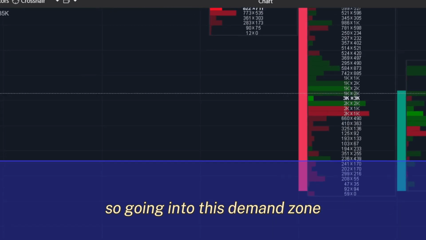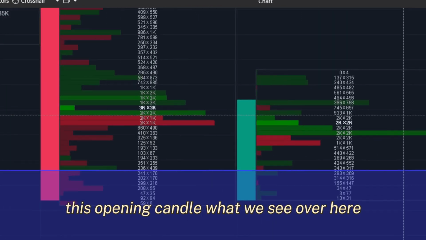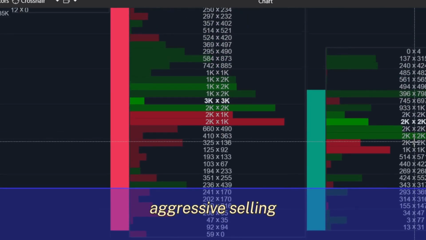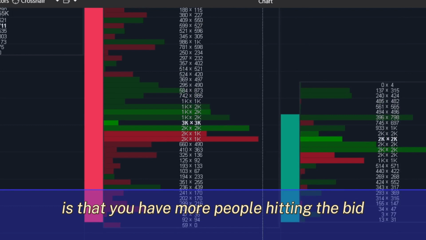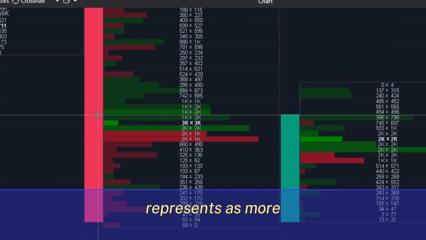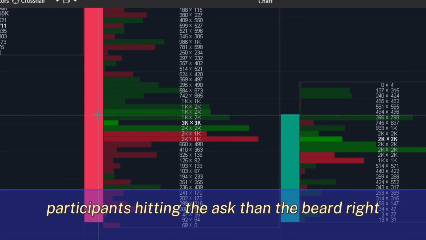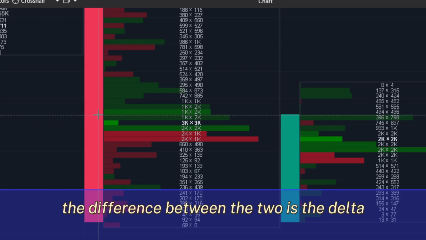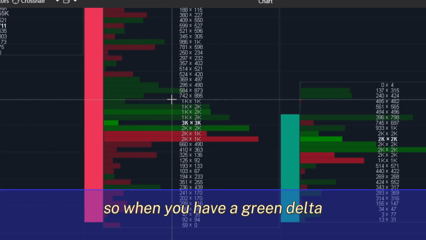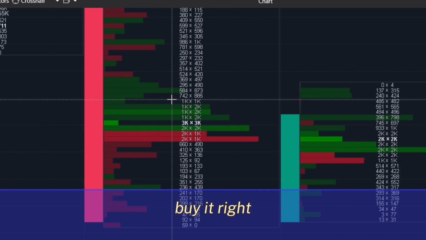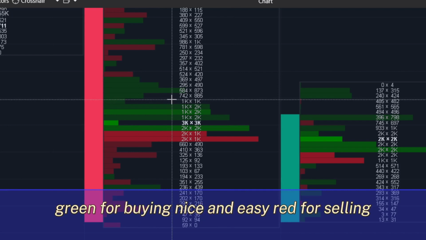Going into this demand zone, this opening candle, we see pretty aggressive selling. What I mean by aggressive selling is that you have more people hitting the bid than the ask. Anything you see in green represents more participants hitting the ask than the bid, so that's aggressive buying. Whenever you see a red delta, this is the delta, the difference between the two. A green delta represents more participants hitting the ask. Buyers are aggressive. Green for buying, nice and easy, red for selling.